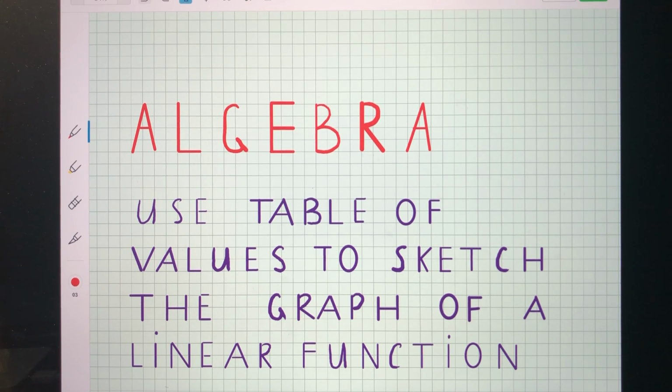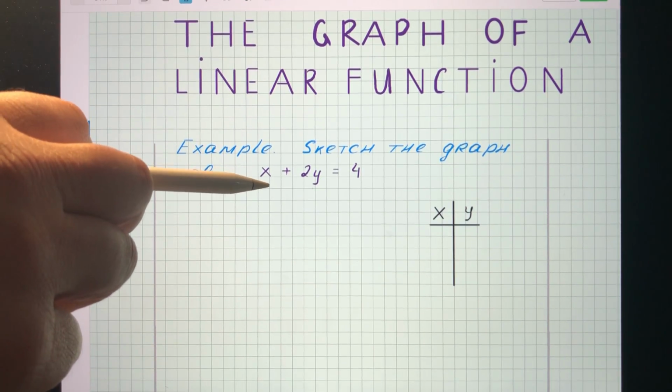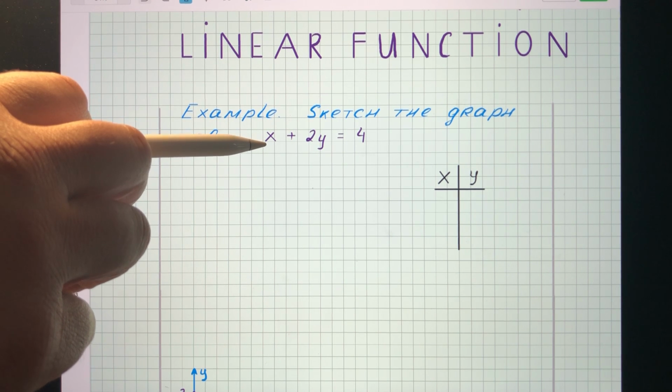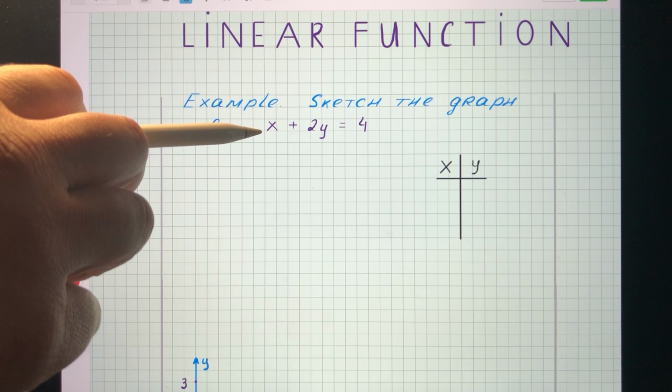Hello and welcome. In this video, let us use the table of values to sketch the graph of a linear function. Suppose we're asked to make a sketch of this function. A sketch means to make the picture by hand. This is a linear equation and it only takes 2 points to make a sketch of a linear function.